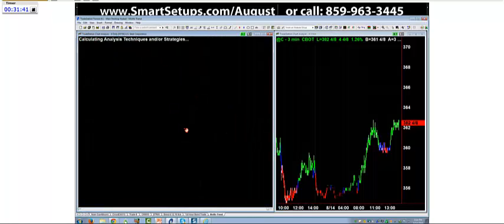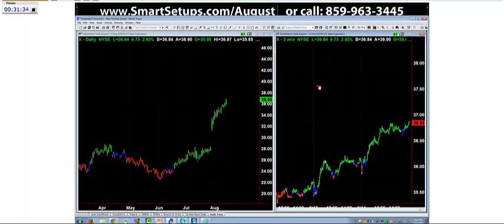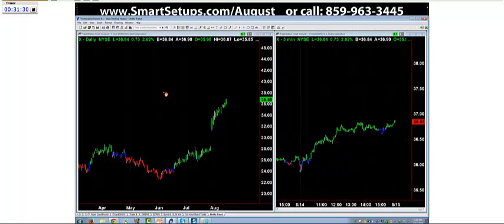X. There is X. X looks phenomenal on a daily. Breakaway to the high side. Looks like it's probably going to go to 42. Also intraday, lots of green here on the indicator. Looks really good.